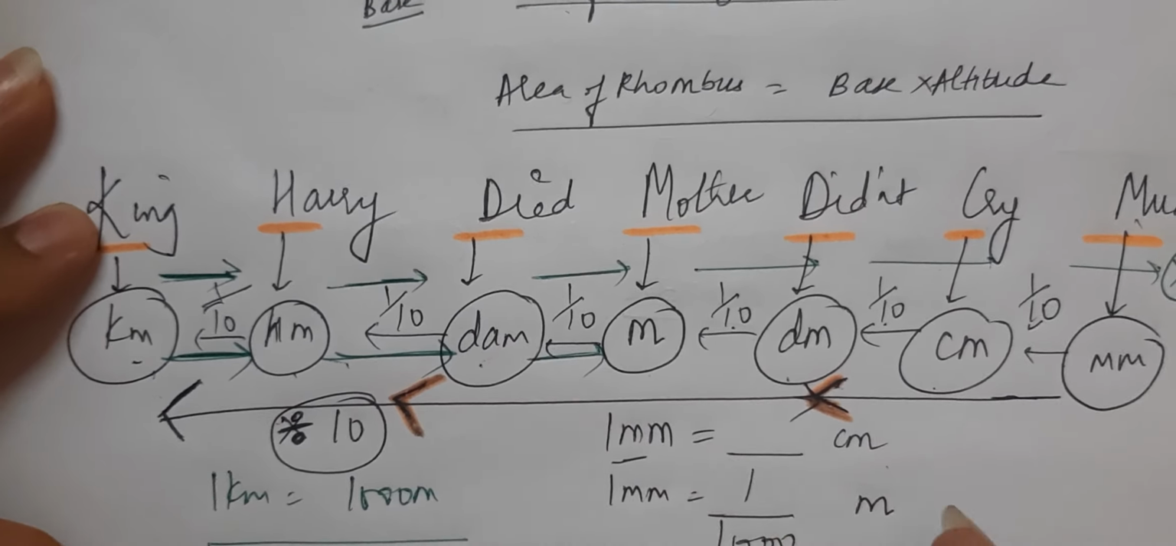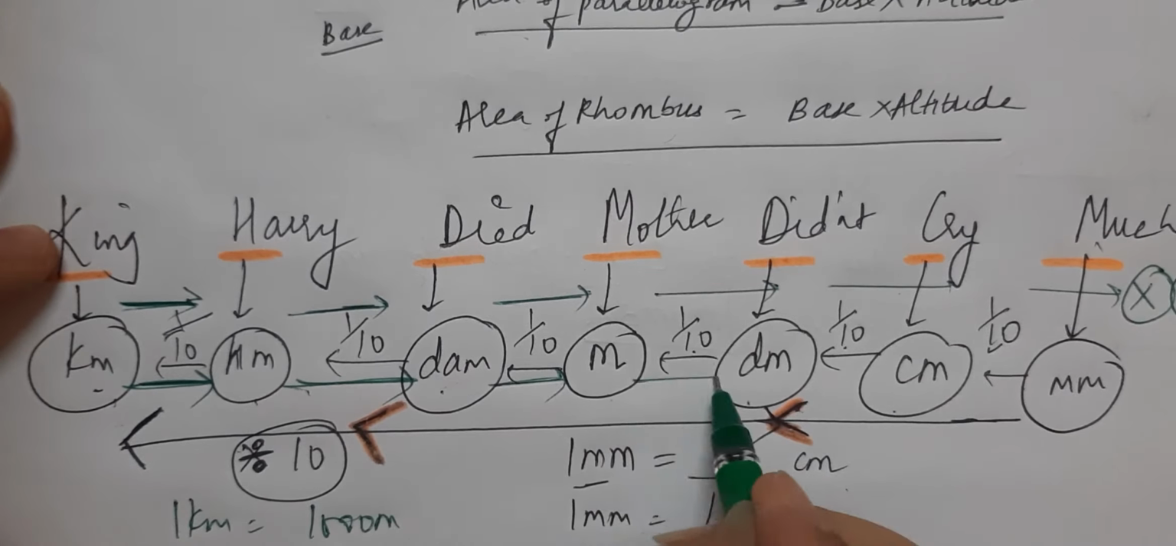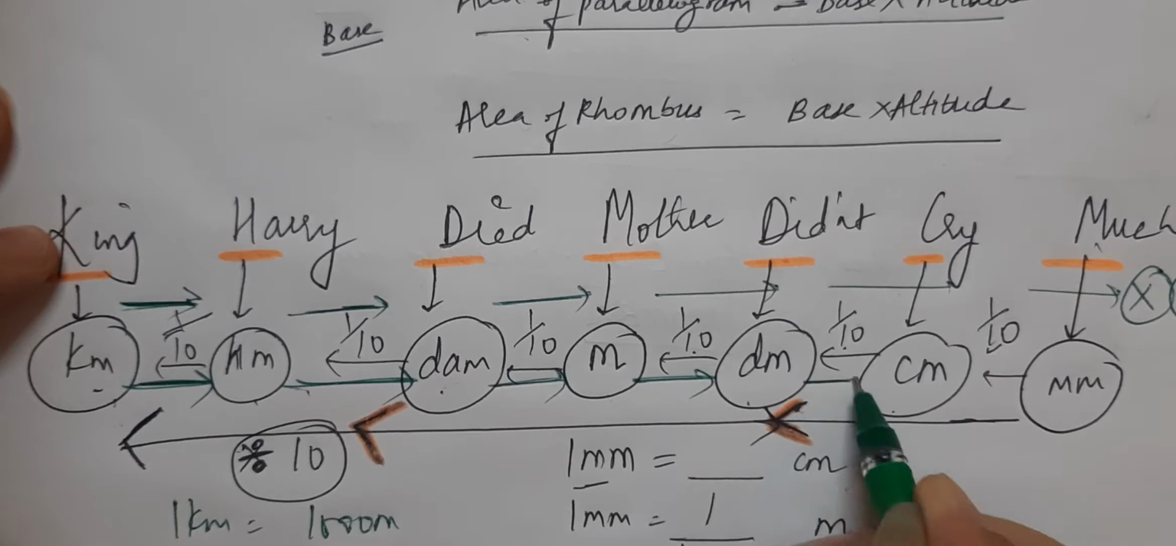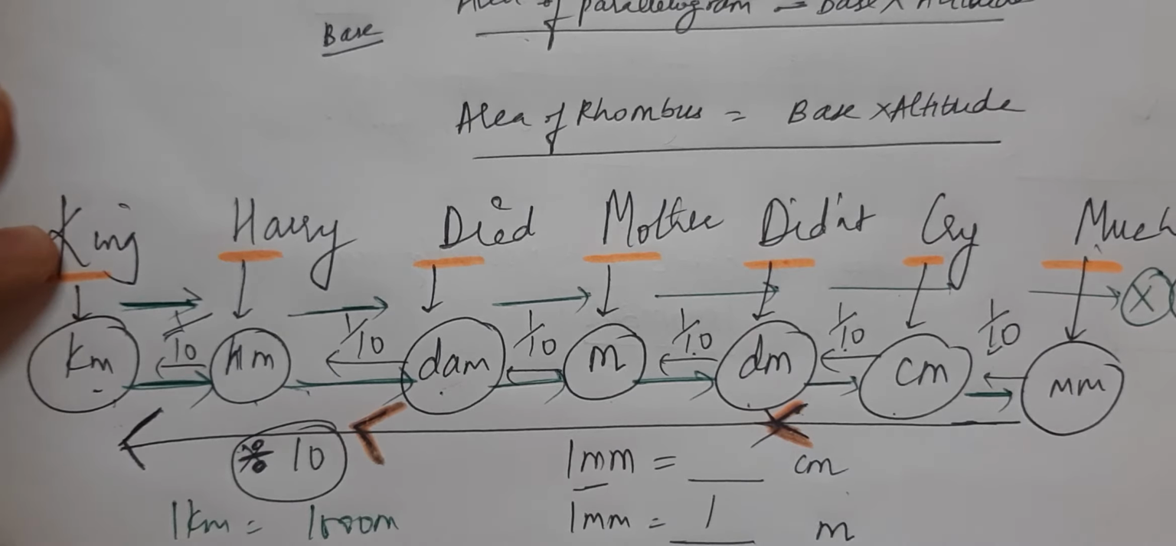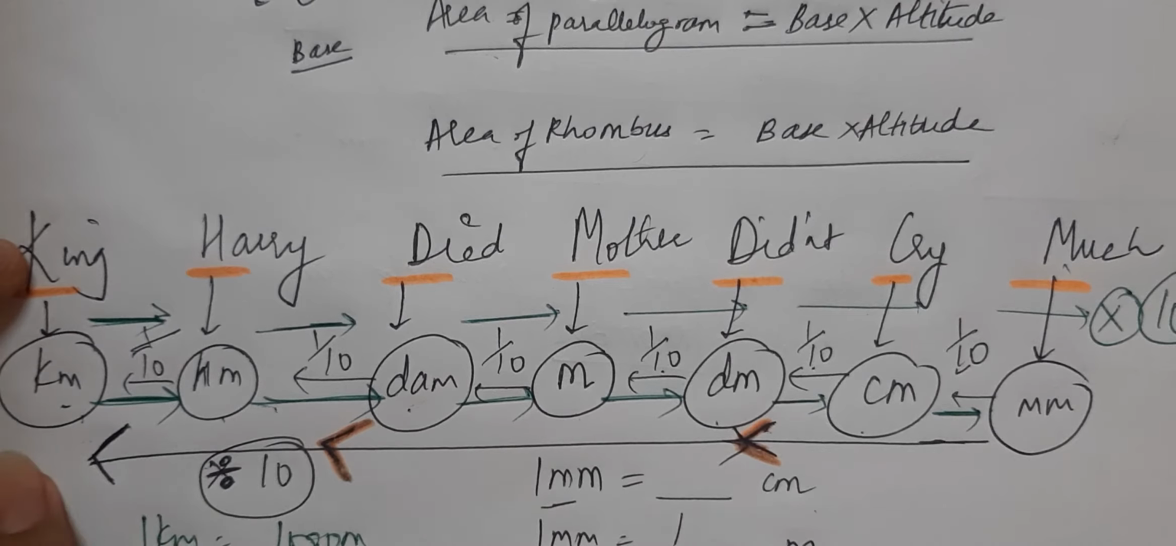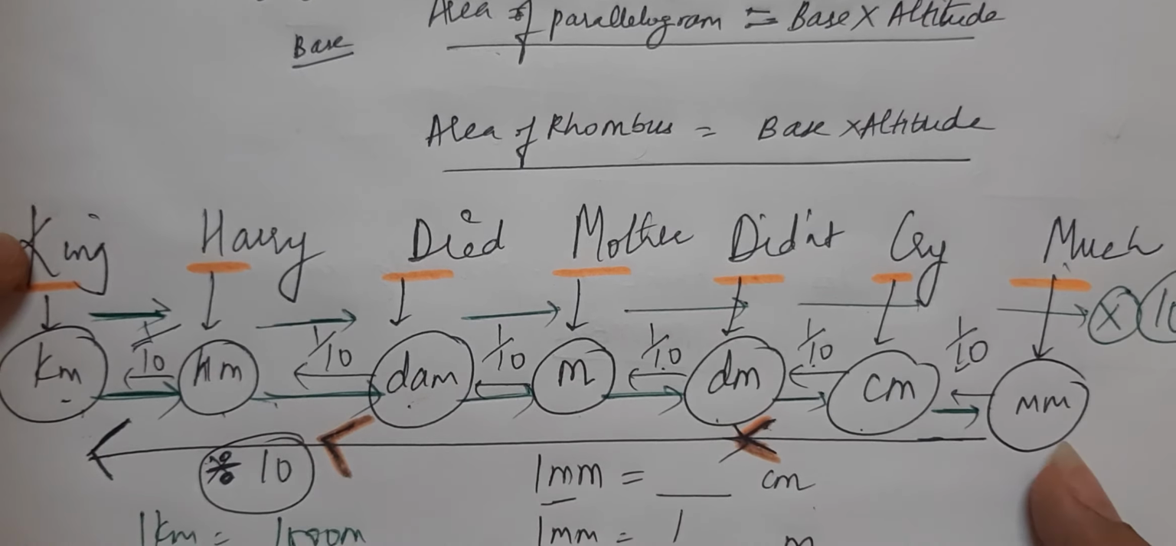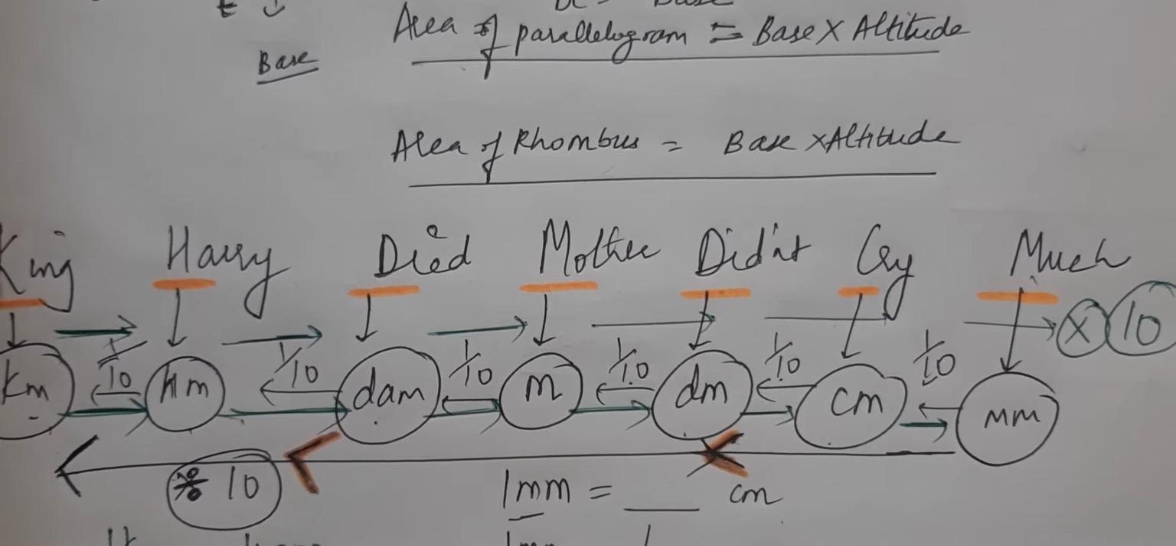But how to learn it, this is the best way out. So meter, again we will multiply by 10 in each conversion. If we are going from this side, we will divide. If we are going from this side, we will multiply. I hope it's clear to everyone.